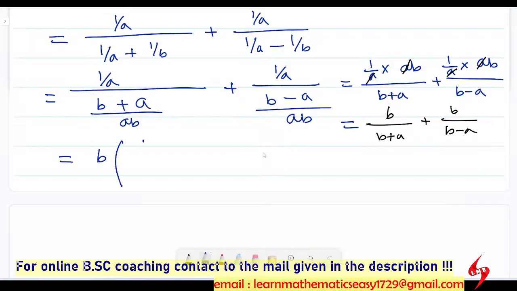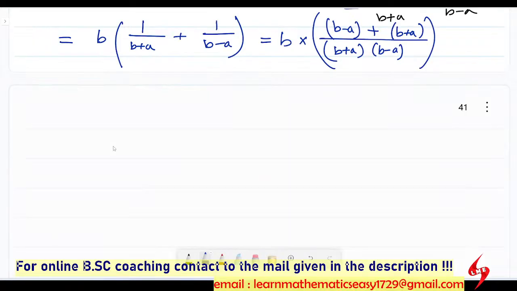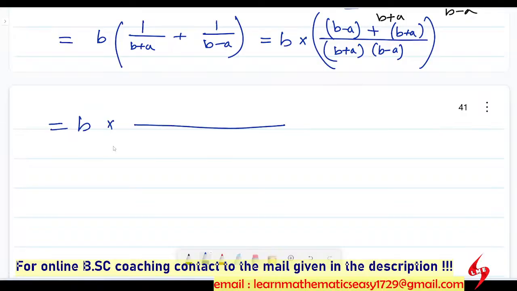So I am taking B as common, so 1 by B plus A plus 1 by B minus A. So my LCM will be like that, B plus A into B minus A, and here it is B minus A, plus here it is B plus A. So the numerator will be like this. B plus A into B minus A means B square minus A square, and that will be B minus A plus B plus A.